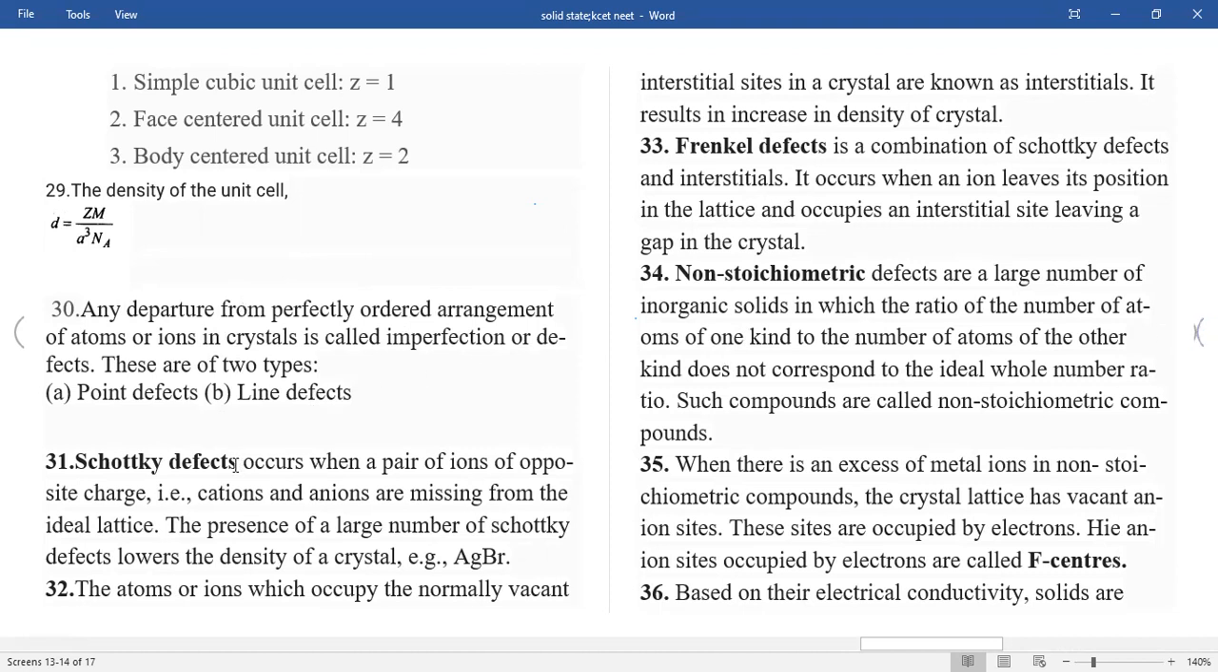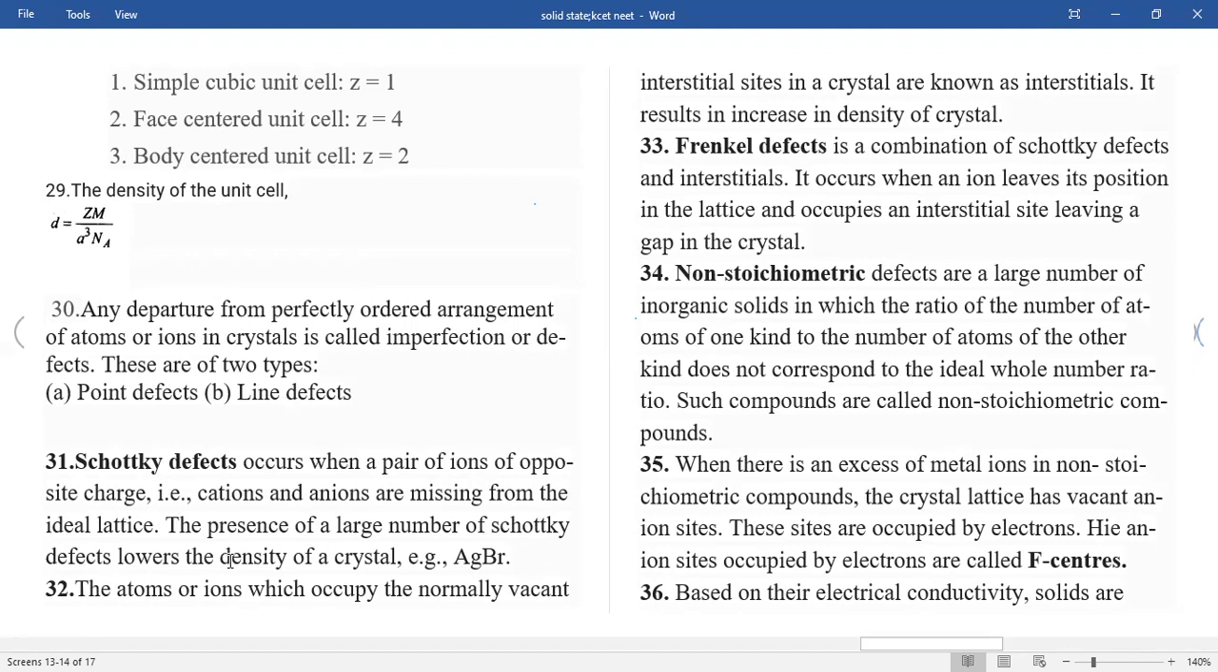In that one, Schottky defect is very important. You are going to get a question based on this one, that is Schottky defect. How does it occur? This is very important: it occurs when a pair of ions of opposite charge, that is a cation and anion, are missing from the ideal lattice. The presence of a large number of Schottky defects lowers the density of the crystal. This is very important. Example, silver bromide is the one.